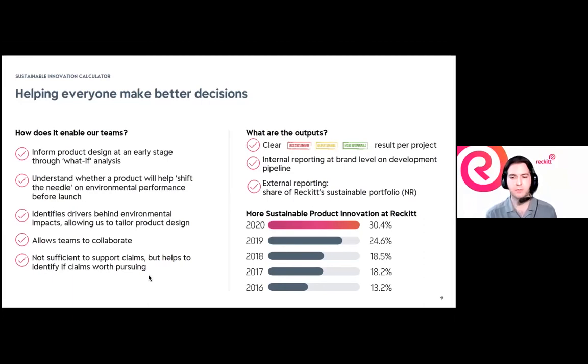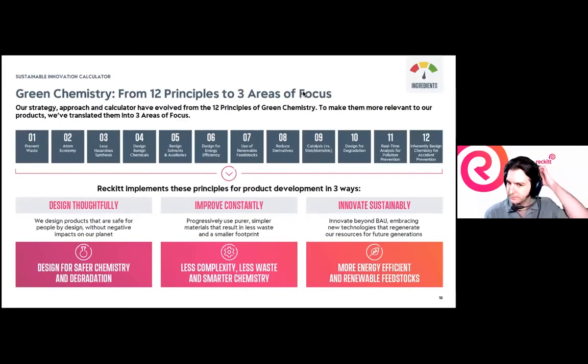And we then report this internally at a brand level for the whole product development pipeline. But we also use that to assess the share of Reckitt's sustainable portfolio. So the share of our net revenue that is coming from those more sustainable products. And as you can see, we've been making steady progress over the last few years, and we achieved in 2020 30% of our net revenue coming from more sustainable products according to this tool.